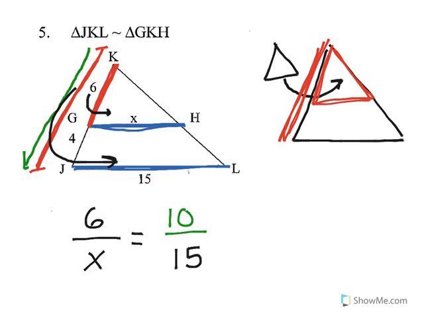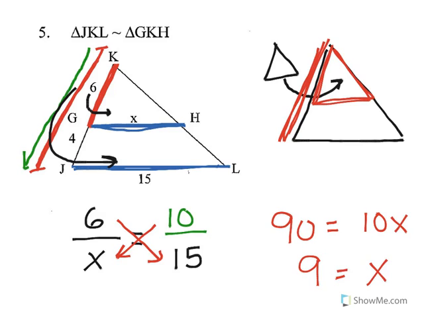Alright, so all we have left is to cross multiply. 6 times 15, 10 times x, and x will be 9. So let's see what you think of that.